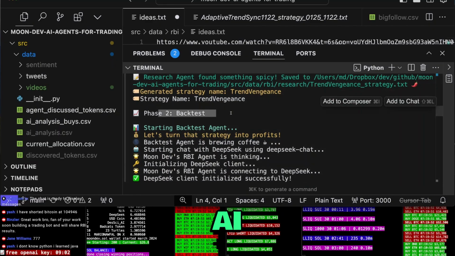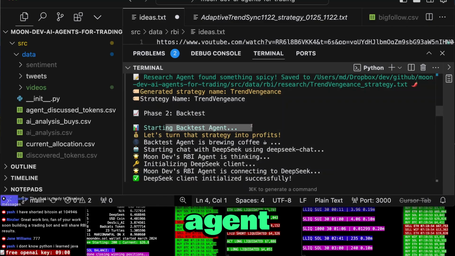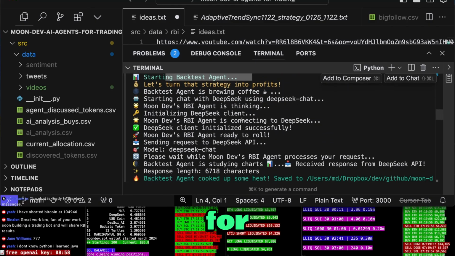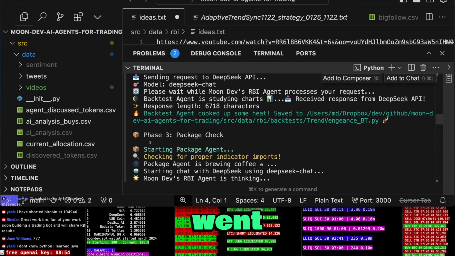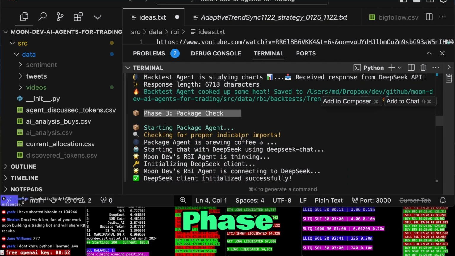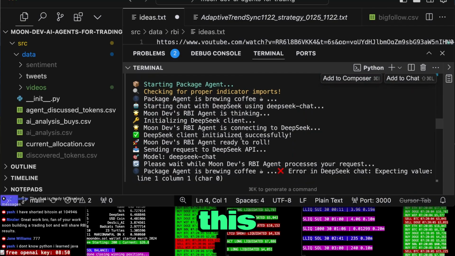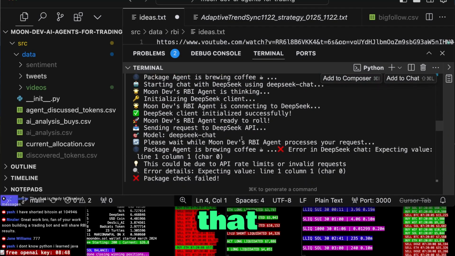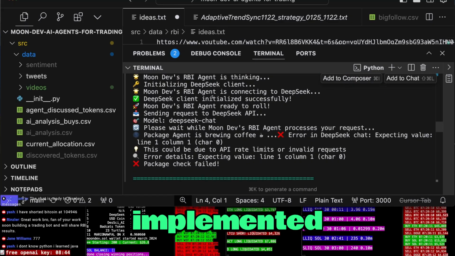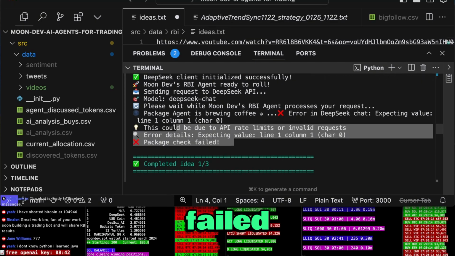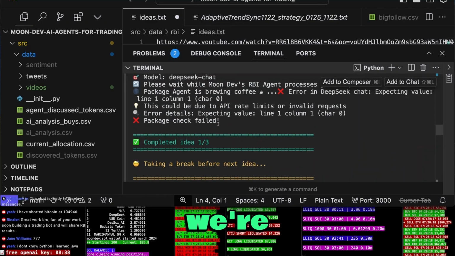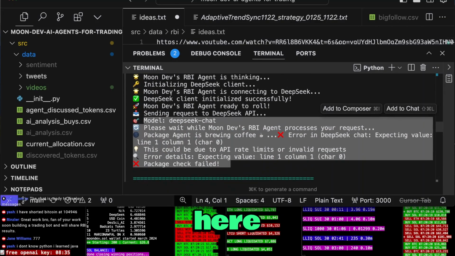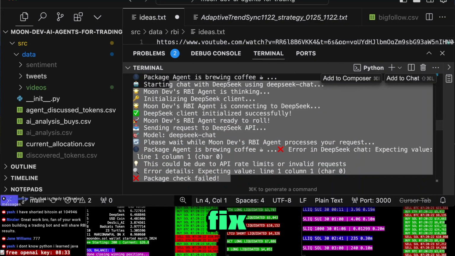The second AI agent, the backtesting agent, they code a backtest for me. Now that backtest, there might be a couple errors in it, so we went ahead and implemented a phase 3 package check. This went ahead and made sure that each of the agents here have all the packages implemented. Package check failed. Oh boy. Well, good thing we're here, dude. Good thing we're here, bro. Let's just go ahead and fix that right now then.